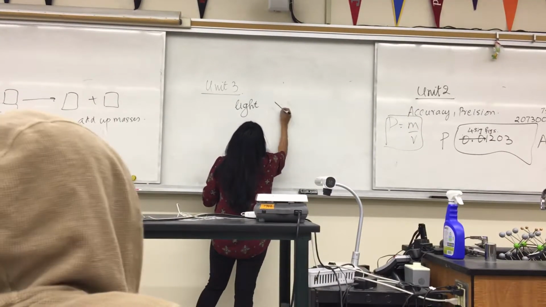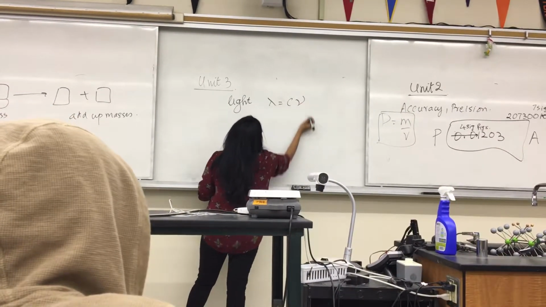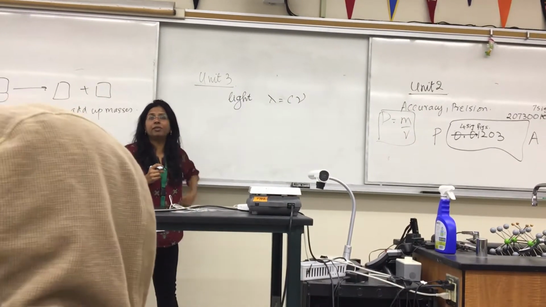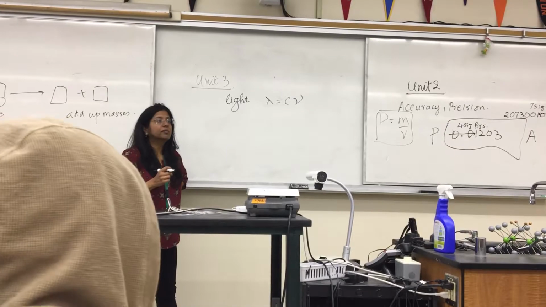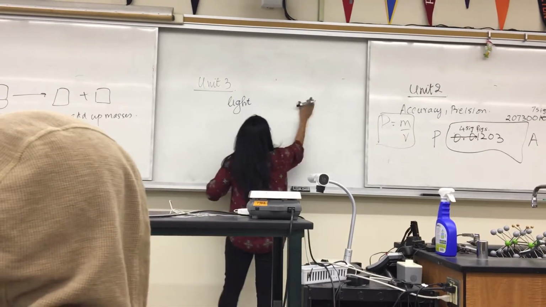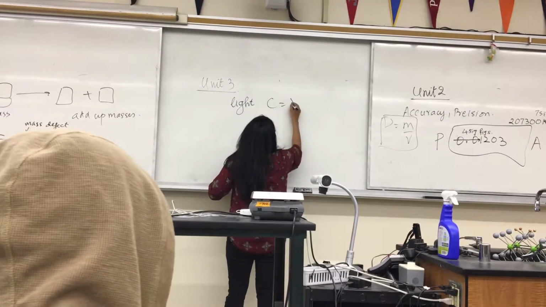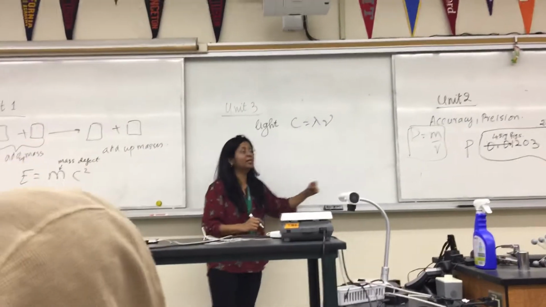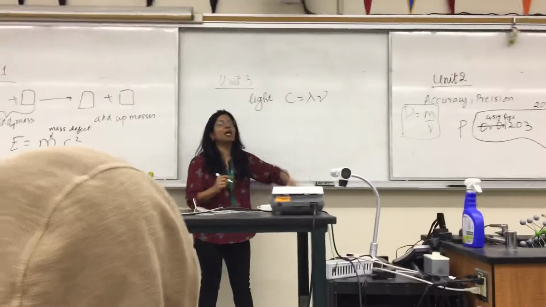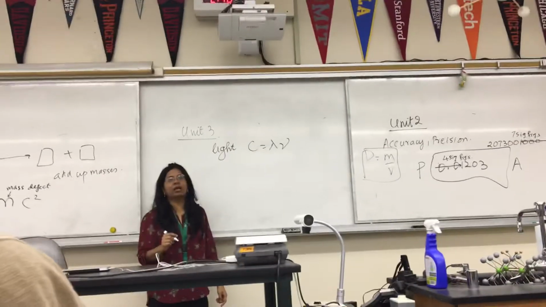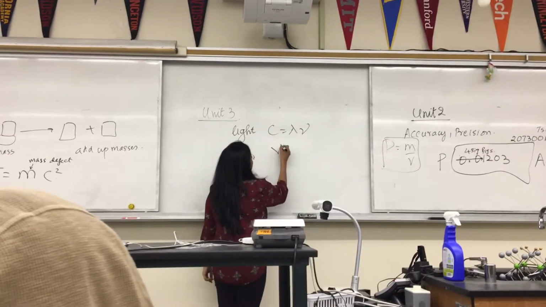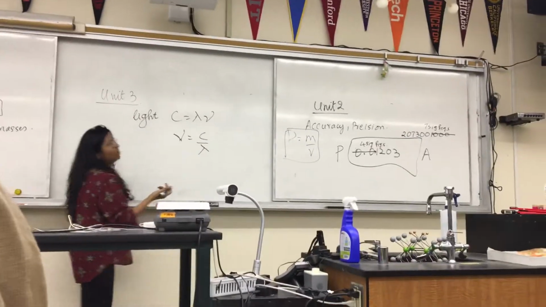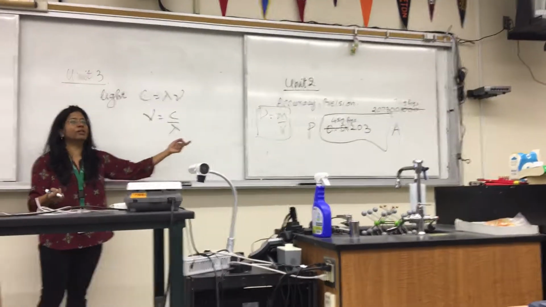What is that formula? Lambda is equal to C times nu. Wait, wasn't it C equals? Oh, you're right. C is equal to lambda times nu. Absolutely correct. And then nu is equal to C over lambda. It's the same thing, just move it around.